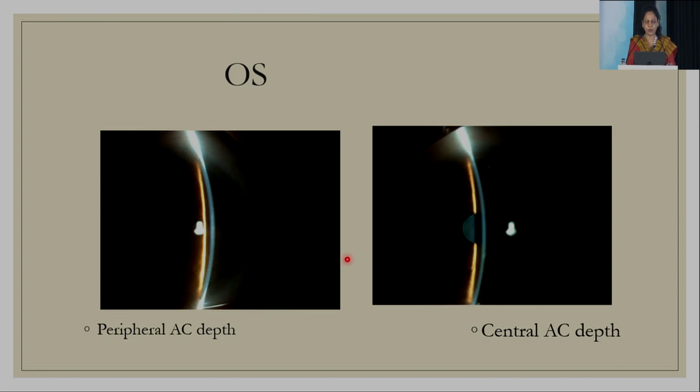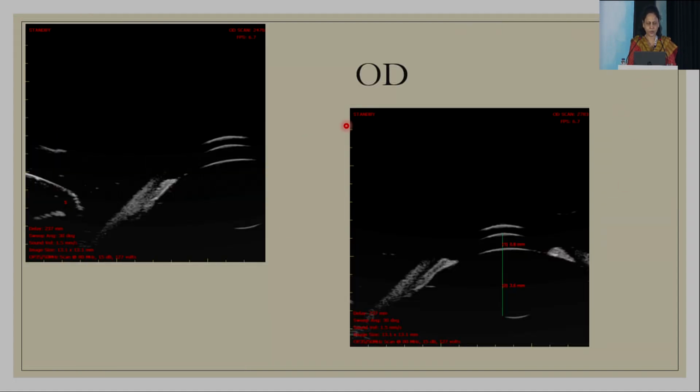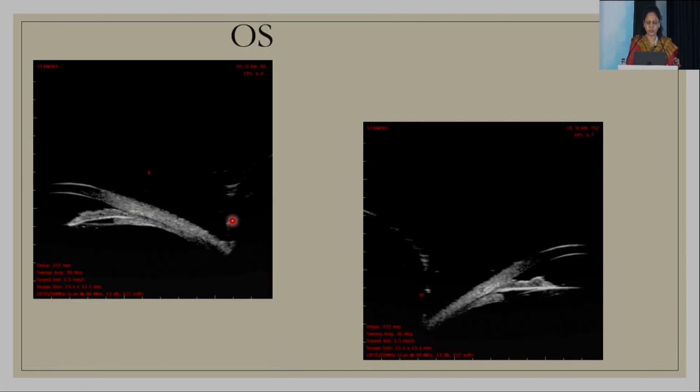So again gonioscopy was done. It showed a totally closed angle. This is a 4-mirror image. So totally closed angle all around. And when the UBM was done, if you see clearly here, there is an iridocorneal touch. It's totally a rotation of the ciliary body anteriorly. Forget about the obscuring of the ciliary sulcus, it's totally touching the cornea. And when you see here in this left eye, what I was talking about, a flat surface, obliteration.